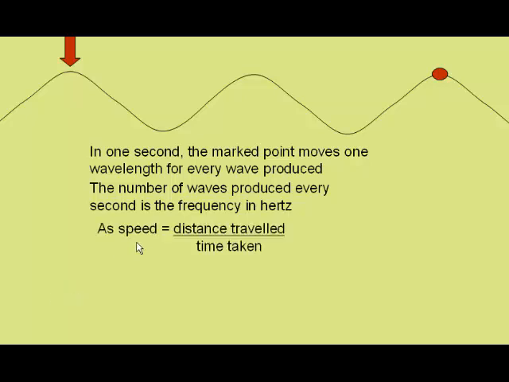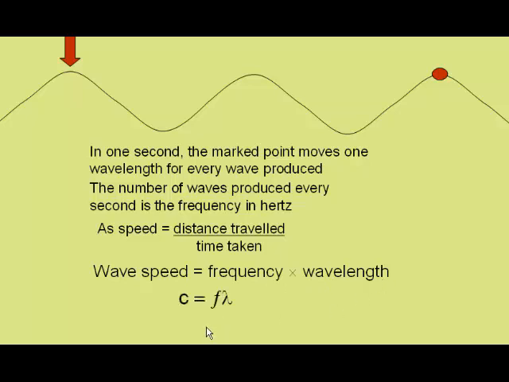We know that speed is equal to distance travelled divided by time taken, but in this case the distance travelled is the wavelength of the wave multiplied by the number of waves produced per second. So the wave speed is equal to the frequency in hertz multiplied by the wavelength. In symbols, wave speed is normally given the symbol c, frequency the symbol f, and of course wavelength the symbol lambda. So we get this equation, c equals f lambda.